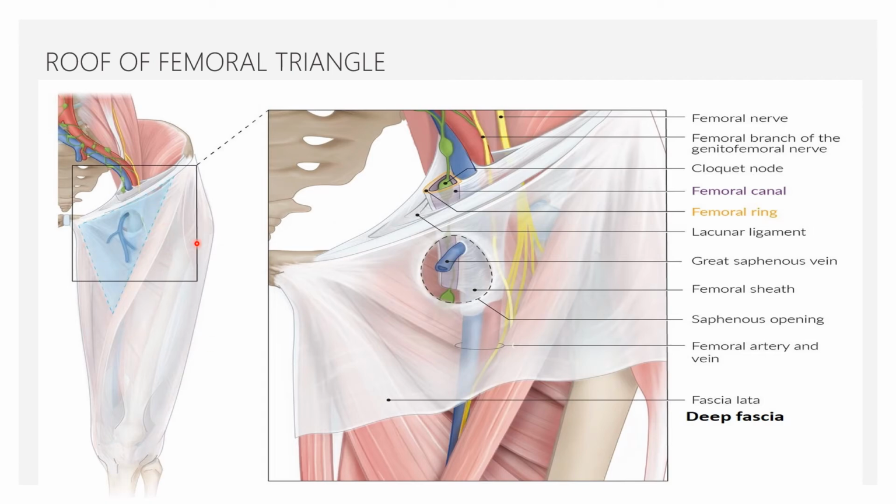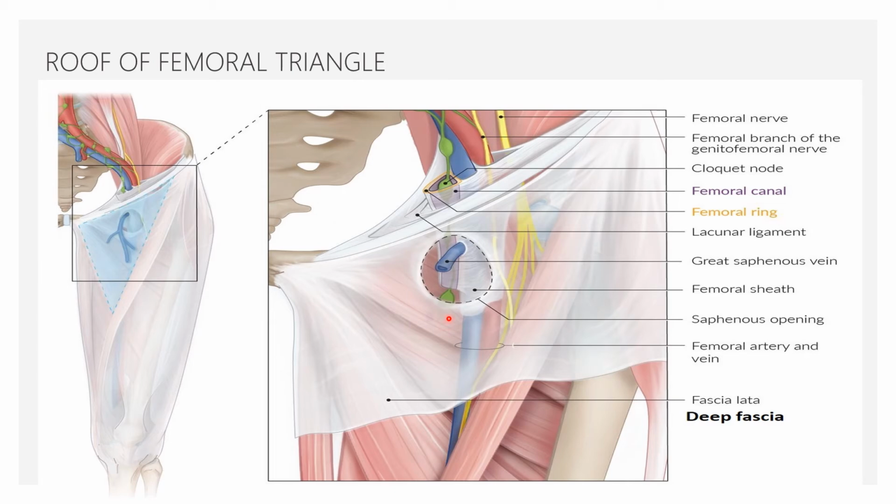This is another picture of the roof of the femoral triangle. You can see the roof here. The skin and superficial fascia have been removed. You can only see the white colored deep fascia. This is all deep fascia, and the deep fascia of the thigh is also called fascia lata.